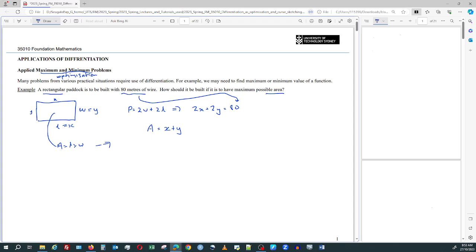What do we need for calculus? We need calculus to be a function. At the moment, A is a function of length and width, or x and y, so we need to convert that into a single function that we can operate on. Okay? So what we want to do is combine these two equations and use them together.